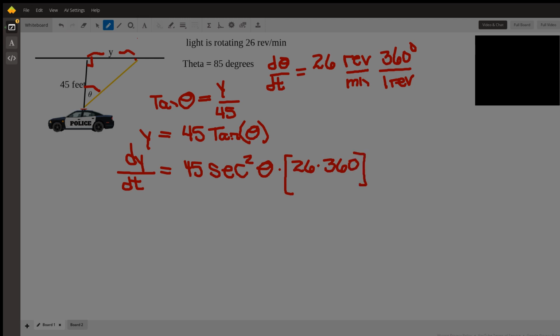So all we need to do now to finish this question is to find the value of this expression when theta is equal to 85. Remember, in related rates problems, you don't put any of those values in until after you have finished differentiating. Don't put this particular moment in time in until after you have differentiated.